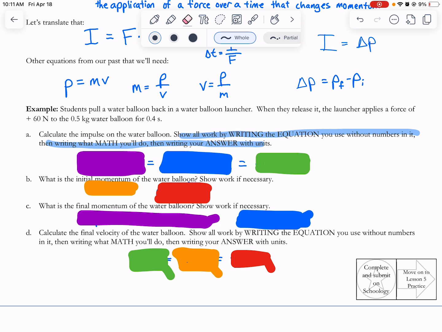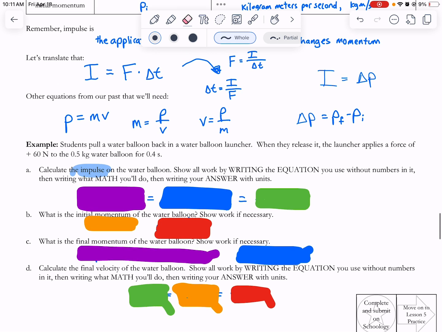Okay, so the equation that we're going to need to use is the one that's going to give us the impulse, right? Because the impulse is what we're being asked to find. So I'm going to start by writing down the equation that gives me impulse. It's right up there. Okay, so there it is. Impulse equals force times time.